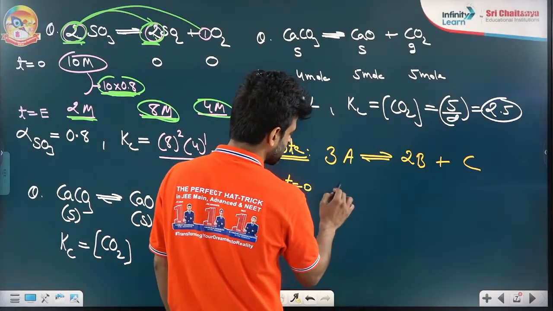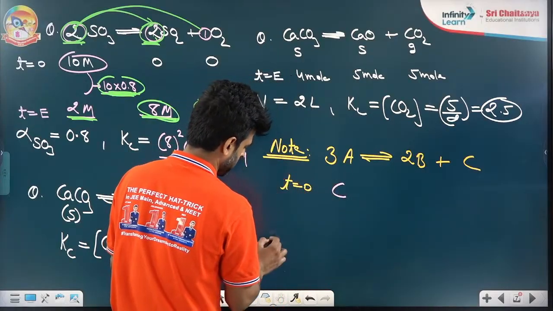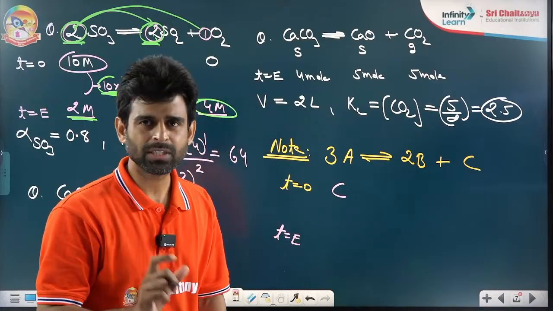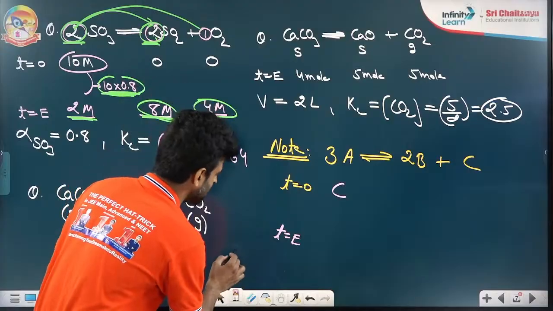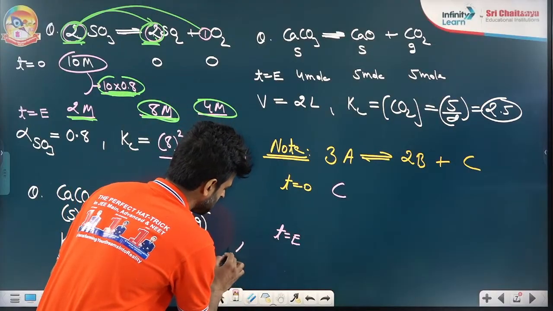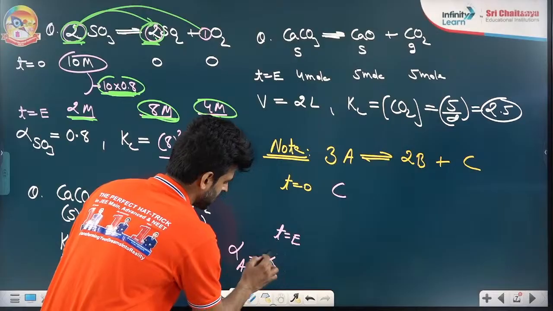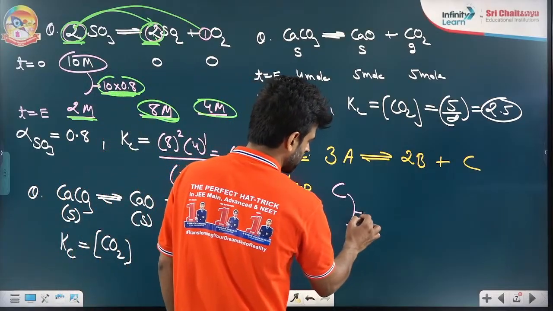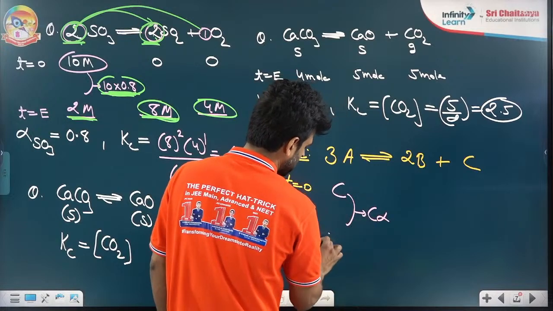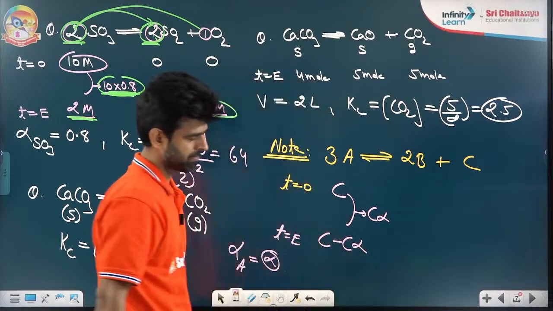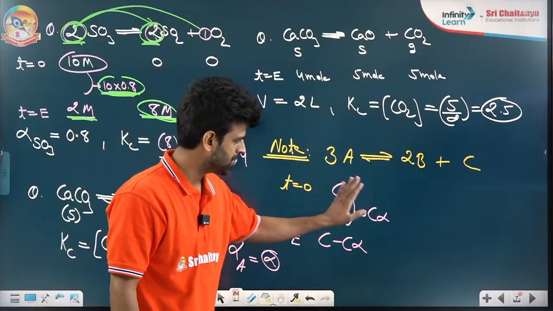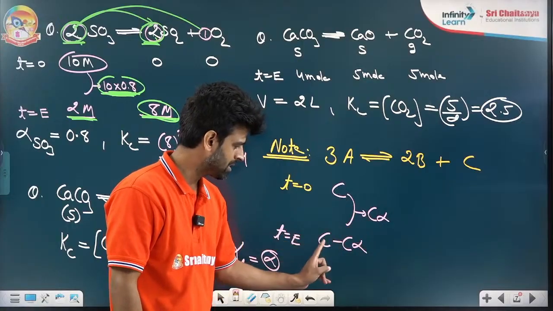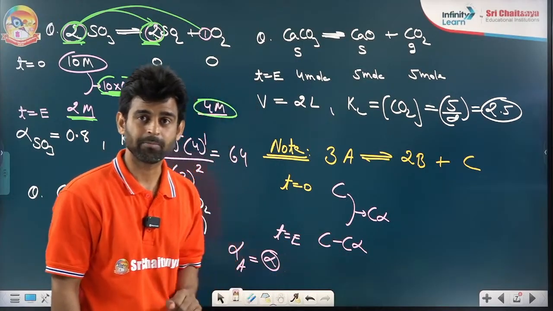I have taken C as the initial concentration, and they gave me alpha, the degree of dissociation. They gave me in the question that alpha, the degree of dissociation of A, is alpha. So out of C, how much will go? C alpha will go. How much will remain? C minus C alpha will remain. C alpha is gone, how much remaining? C minus C alpha. This remains the same.